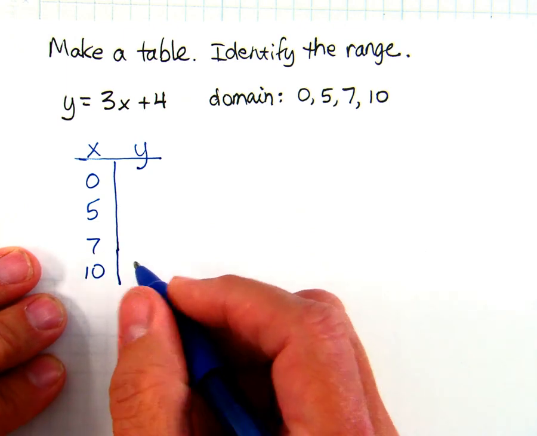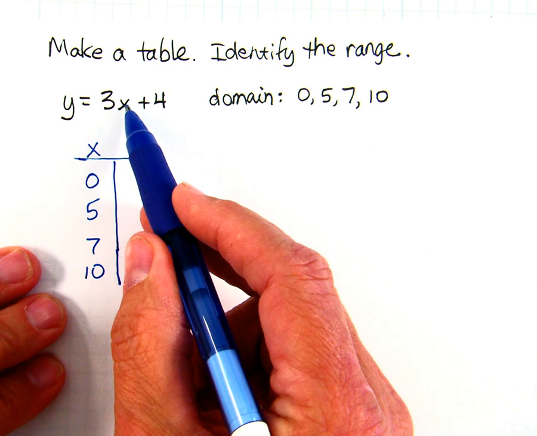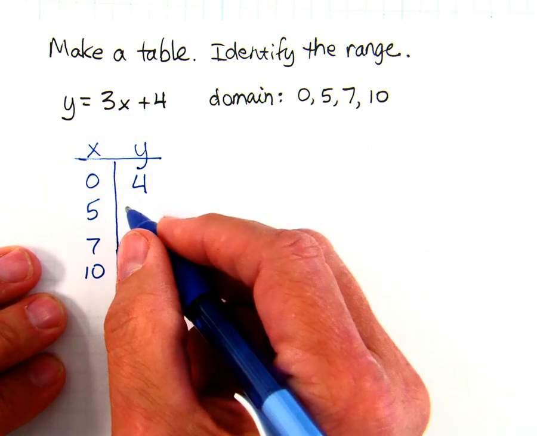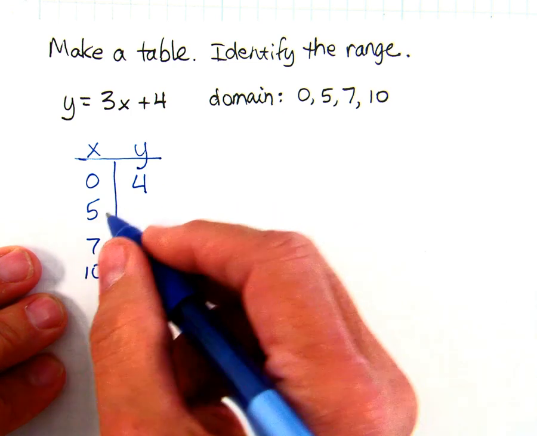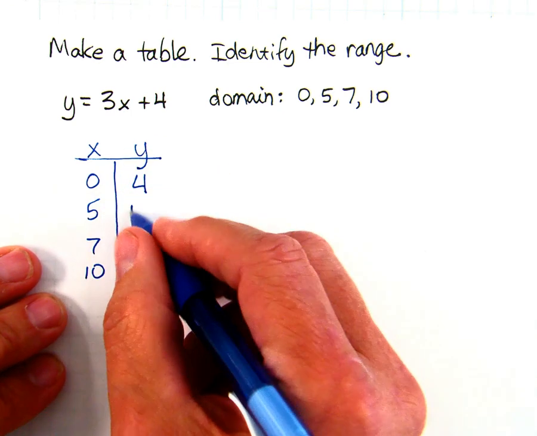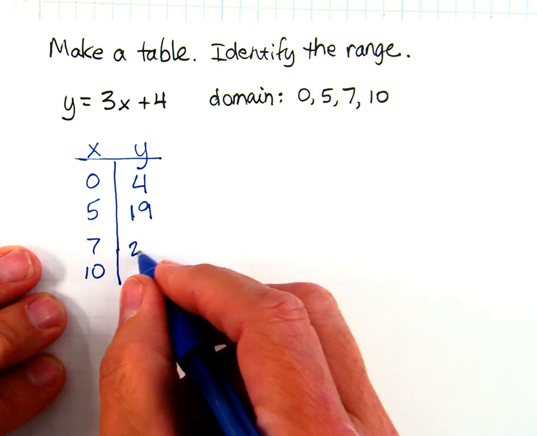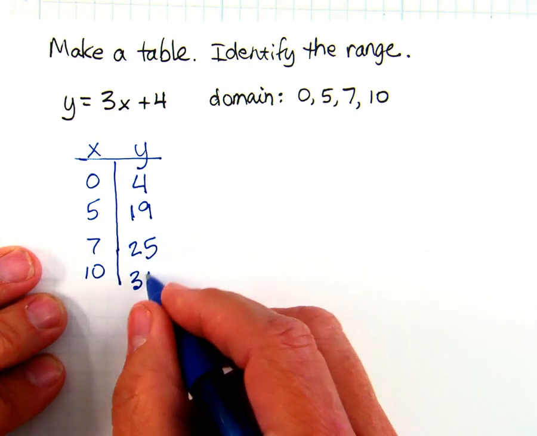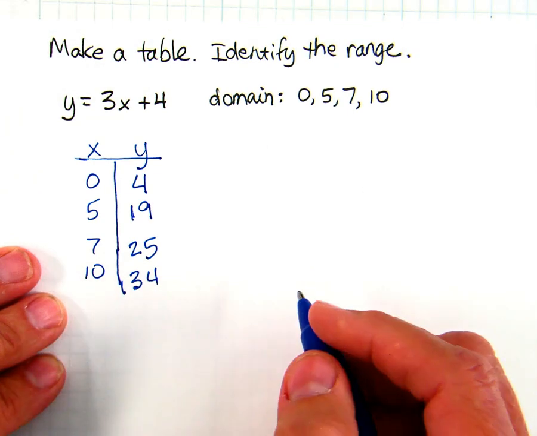So let's look at it. We'll say 0 in for x. 0 times 3 is 0, plus 4 is 4. We'll put 5 in for x. That'll be 19. Put 7 in for x, that'll be 25. Put 10 in for x, that'll be 34. So we've made the table, and now we need to identify the range.